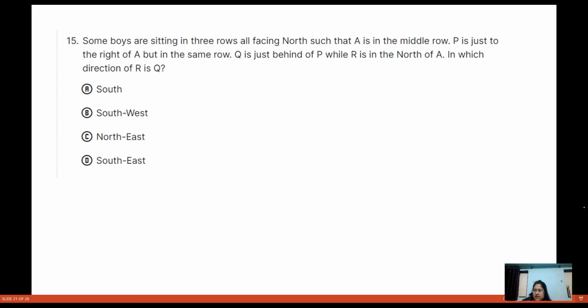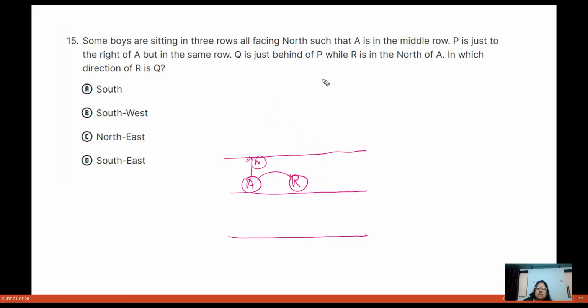See this once again. It is not very difficult. We draw three rows, one, two, and three. Now it is saying A is in the middle row. We put A in the middle row, and now it says P is just to the right of A. So right of A is here because they are facing towards north only. Now it says Q is just behind P. Sorry, this is P. Q is just behind P, so put Q here. And R is in the north of A, so we put R here. Now, in which direction of R is Q? This direction is nothing but southeast. So our answer is southeast. Very simple question.